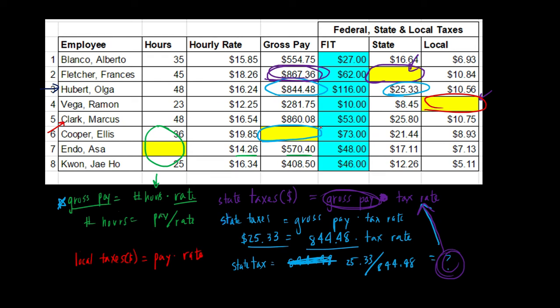So you would plug in his gross pay, which is $860.08, plug in his taxes, which were $10.75, and use that to solve for rate. Once you have this rate, you can take it and return to Ramon. We know Ramon's gross pay is $281.75, so to find Ramon's local taxes, again, you would take his gross pay, $281.75, and multiply it by that rate that you just found, and that would give you his local taxes.